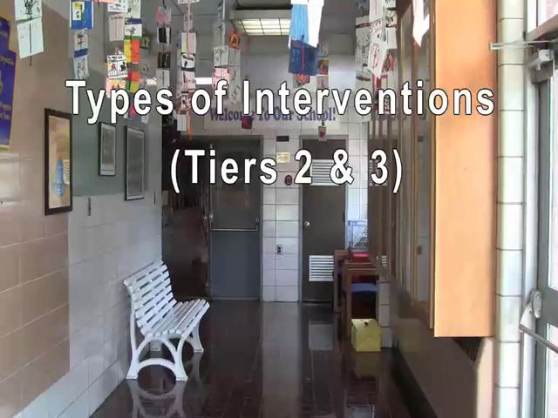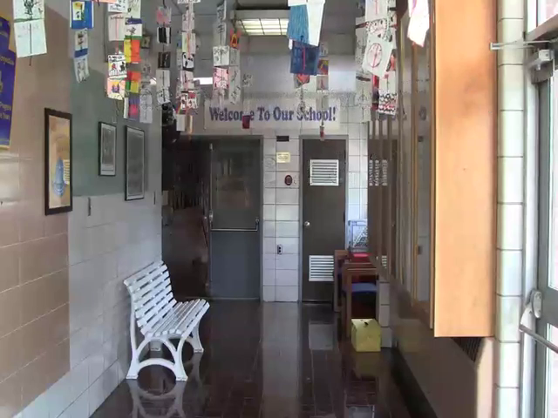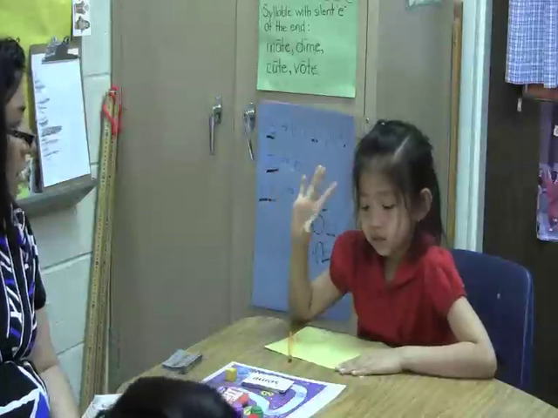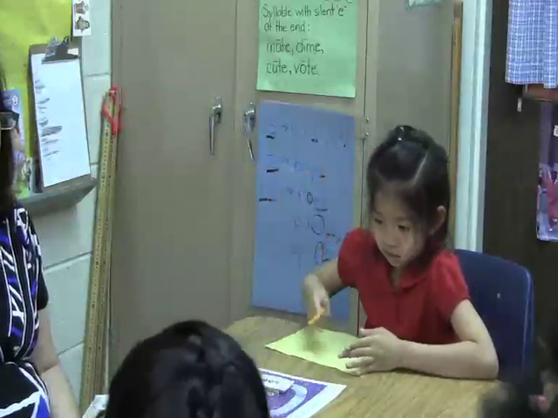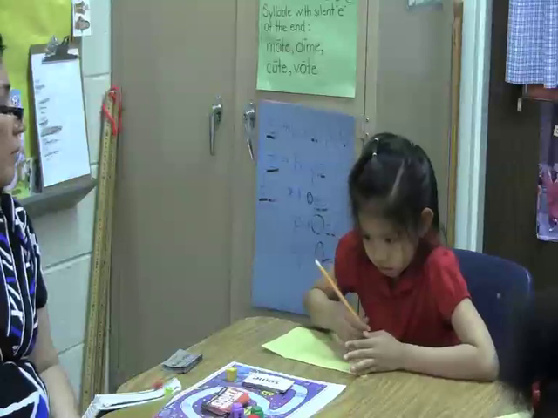Types of interventions, Tier 2 and 3. When we look at Tier 2 in an RTII process for ELL students, we look at both their language needs and their reading needs. ELL students benefit from interventions that incorporate opportunities for developing oral language skills. When choosing a Tier 2 intervention, it is important to consider the student's previous exposure to literacy instruction in his or her native language and in English.